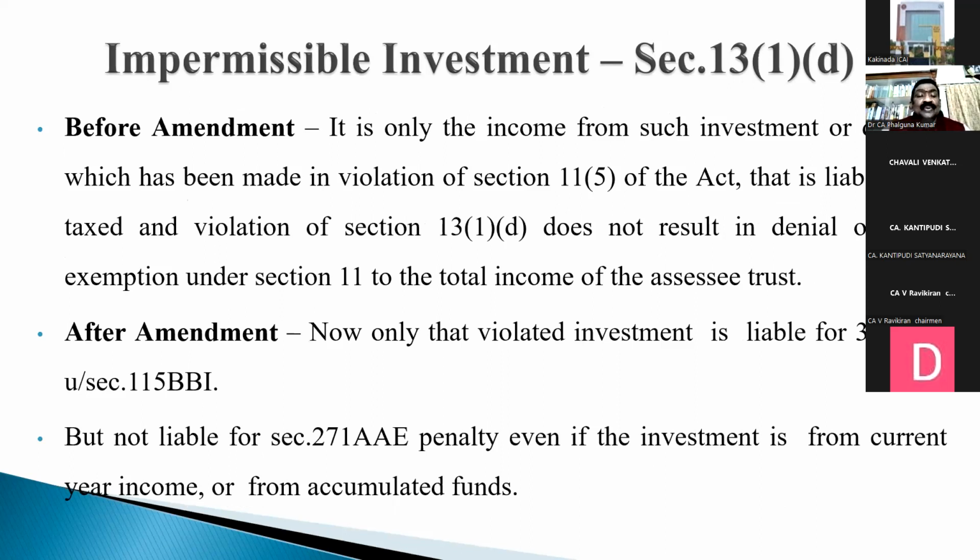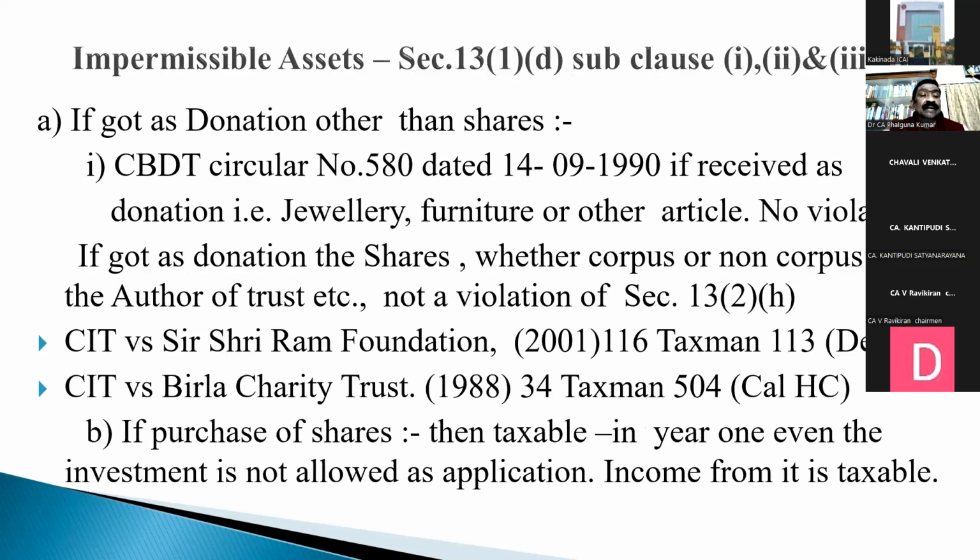So what is impermissible investment? Section 11(5) is permissible investment. 13(1)(d) prohibits any investment beyond section 11(5). By chance, if you make one, then that is liable for tax only under 115BBI, not liable for penalty. These also from 23-24 assessment year. These are all the impermissible assets.